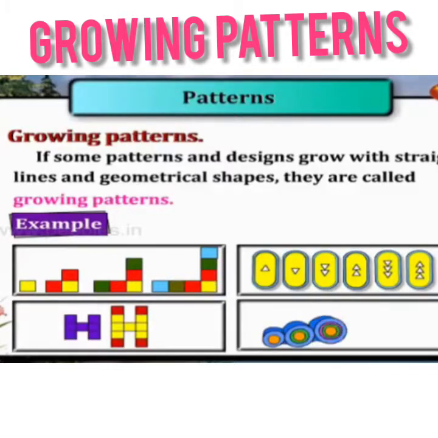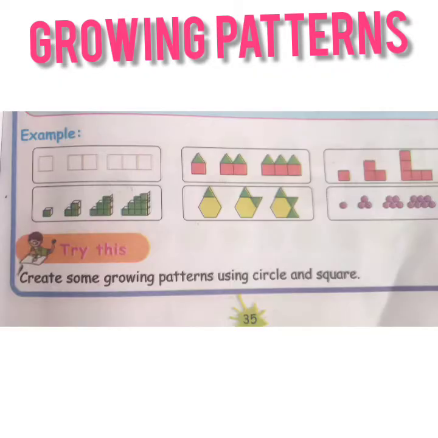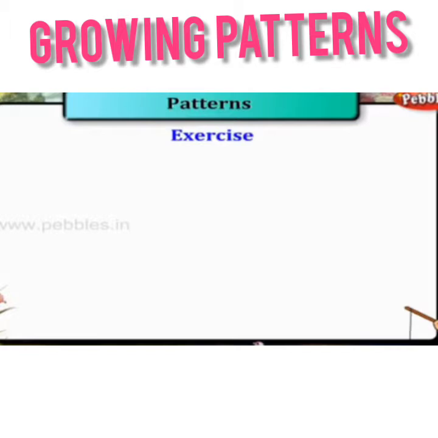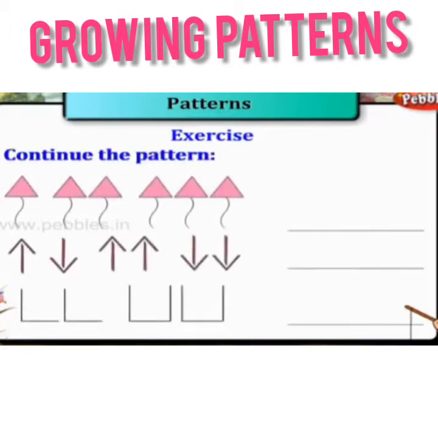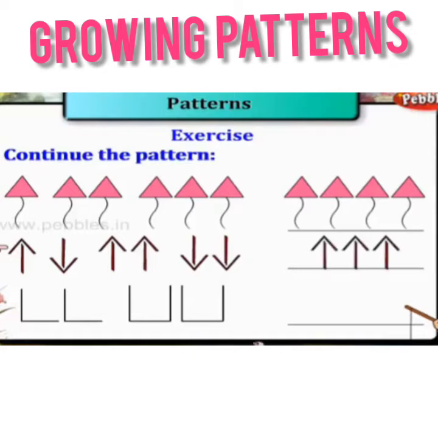Another example from your book. This is also a growing pattern. Let us see some examples in growing patterns. Look at the first one, children. This picture looks like a kite, isn't it, children? First, one kite is there, two kites, three kites, next, four kites. It is a growing pattern.